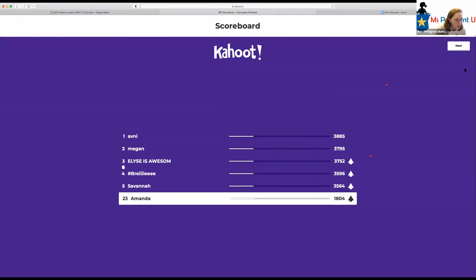Excellent. It's kind of small for me to be able to see, but Avni's doing amazing. Megan, I'm glad that the mentors are playing. Annalise is definitely in an awesome position.